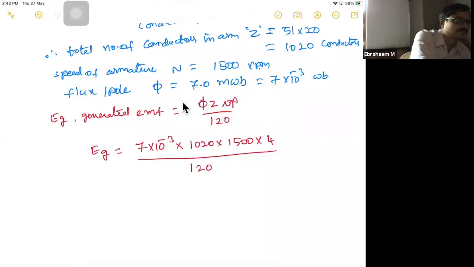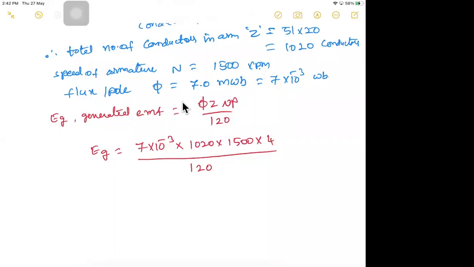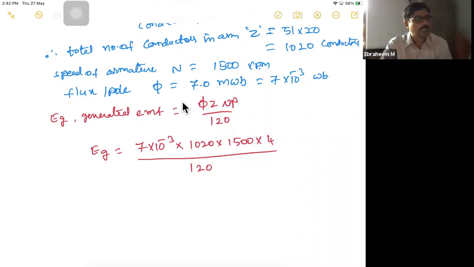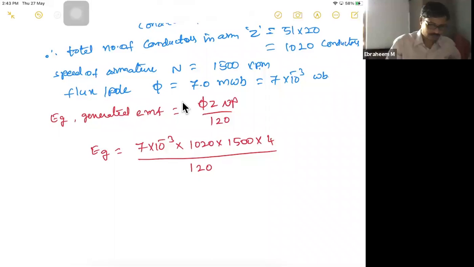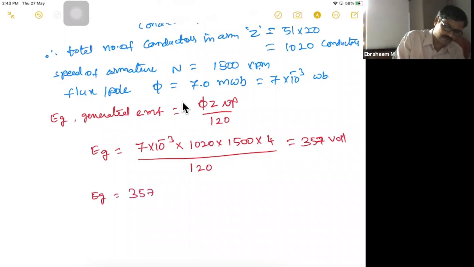Did anyone get it? 87? Just a second. It is 357. So Eg is equal to 357 volts.